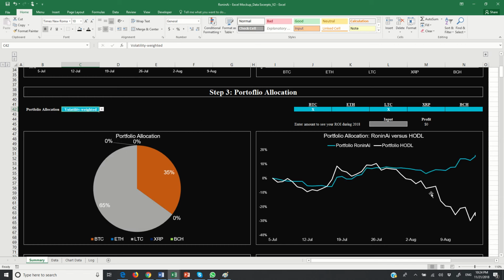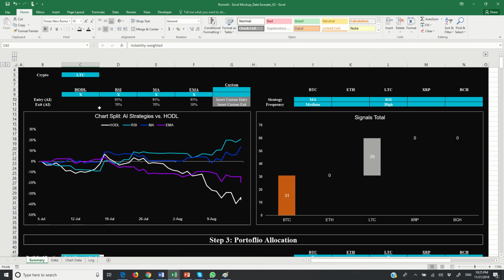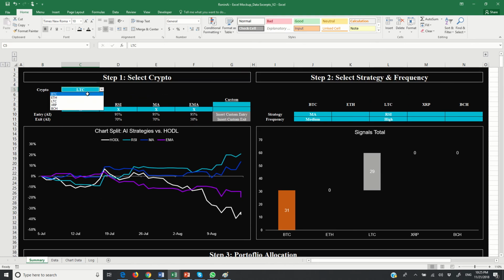And the chart right here will change as well. This is going to be HODL versus the portfolio HODL versus running AI portfolio. The running AI portfolio is a combination of Litecoin and Bitcoin being traded. And portfolio HODL is a combination of hodling Litecoin and Bitcoin over the same time horizon. Looking at this, it's pretty good. HODL is performing pretty good, about 20%. So how about we add Ether?